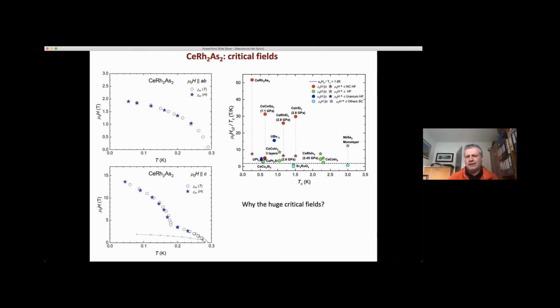And I'd say the 3 key things we want to know are, why are the critical fields huge? Why is there such a large critical field anisotropy? And the third thing I hadn't talked about before is, why is there this pronounced kink in the critical field curve for the field along the C-axis? So all of these are unusual and surprising, and we wanted to see more.